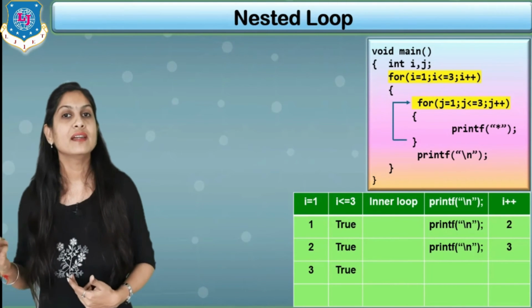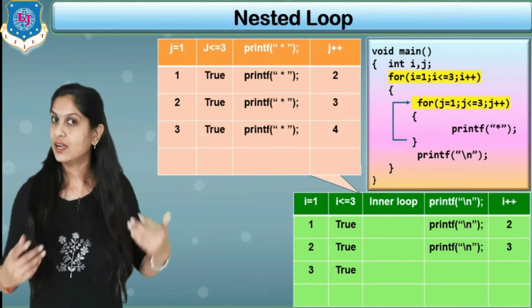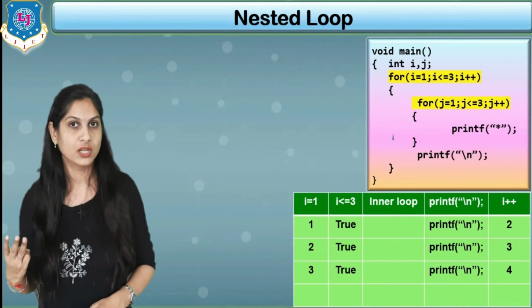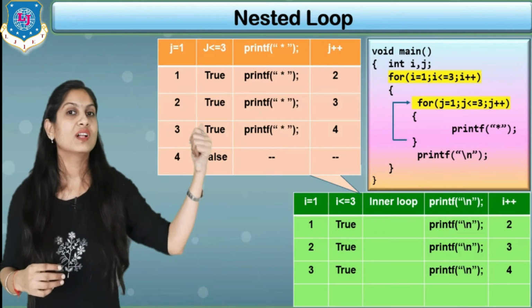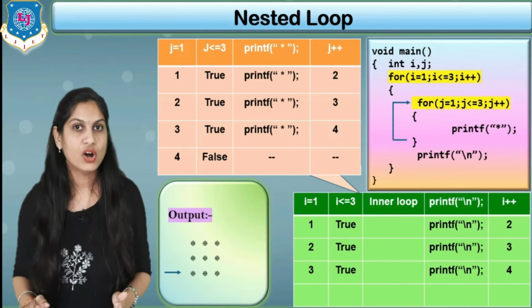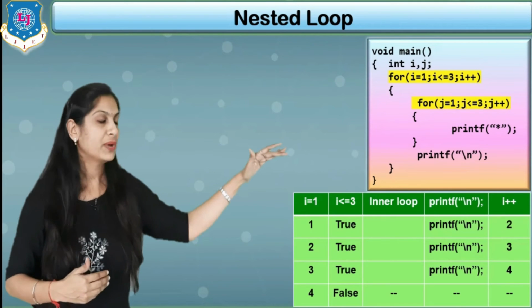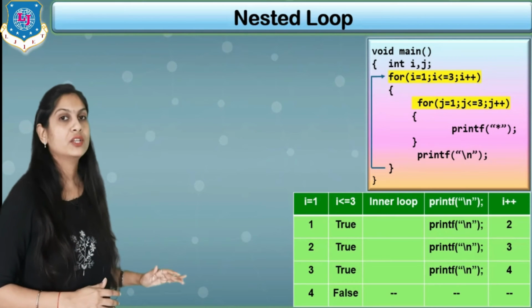Then j is incremented to 3. 3 less than or equal to 3. Again the condition is true. Print the star in the third row, third column. And now j becomes 4. 4 less than or equal to 3 becomes false. It goes out of the inner loop and printf \n will be executed. So move to the new line.